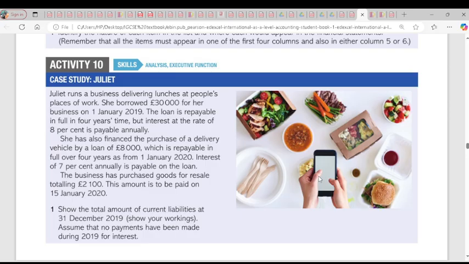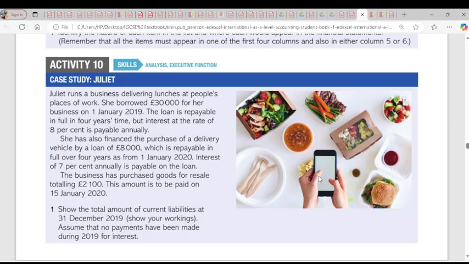The purchase of the delivery vehicle loan was 8,000 at 7%. 7% of 8,000 is 560. Done. Then we have trade payables, which is 2,100. Then you add all together. Is it clear, please? So 2,400 plus 560 plus 2,100 is the total current liabilities. Let's calculate it, please. We have 2,400, 560, 2,100. That's activity 10.